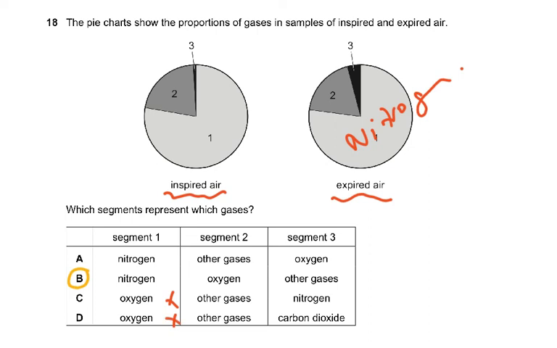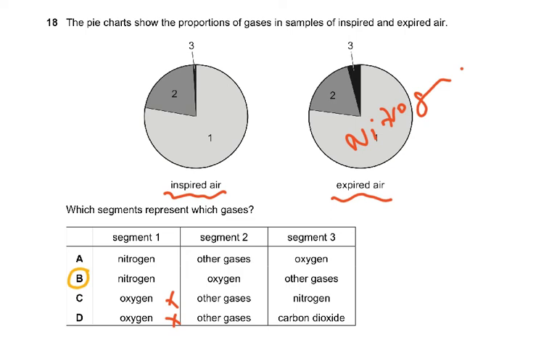But now we need to figure out between A and B. Segment 2 in inspired air is more and then it has decreased a little, so everybody knows that's oxygen. And segment 3 was less in inspired air and more in expired air, so that has to be other gases, or it could have been carbon dioxide. So segment 1 is nitrogen, segment 2 is oxygen because that is decreased in expired air. So oxygen is used up by the body cells. From 20% it goes down to 16%.